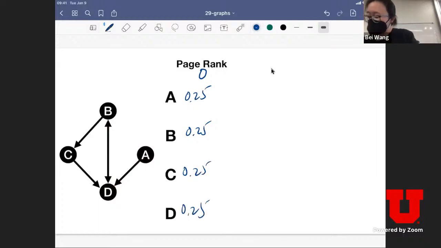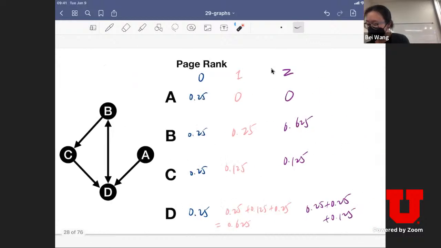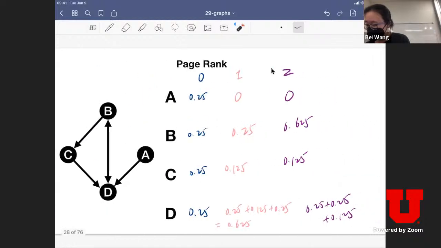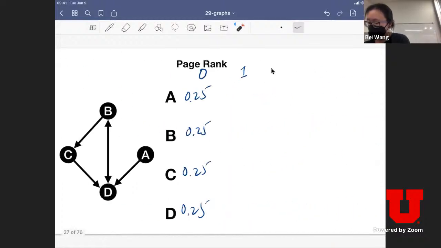Okay, then what's the next step? I'm going to start from A, okay? Because A has a link to D, what I'm going to do is transfer... let me make sure I'm doing the right thing. I really want to make sure I'm doing the right order. Yes, this is the right order. So I'm going to actually use a different color.